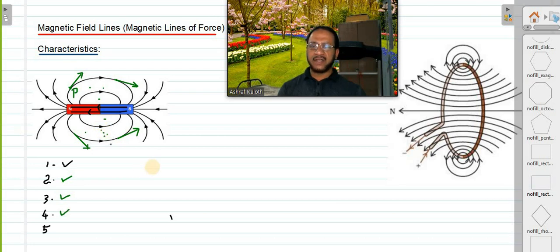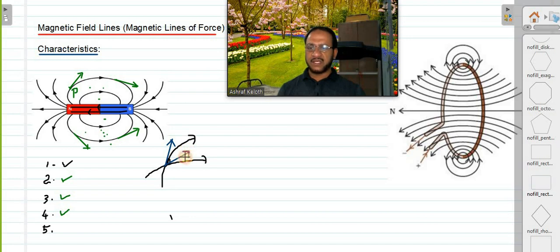Now the 2 magnetic field lines can never intersect each other. Means I cannot draw field lines like this. Suppose I am drawing a field line, this one, and another field line like this one. Here they are intersecting each other. This is practically impossible. 2 magnetic field lines can never intersect like this. The reason is that if 2 field lines are intersecting like this, at the point of intersection, I can draw 2 tangents. One tangent for this curve and one tangent for this curve.